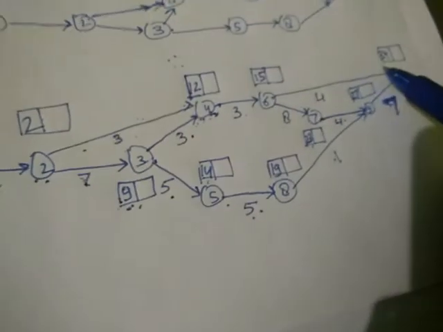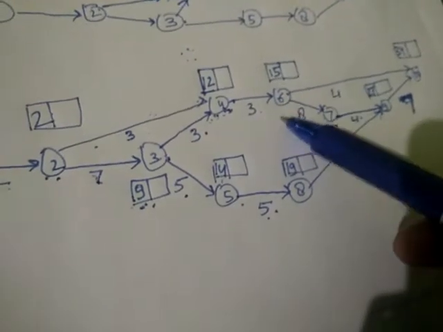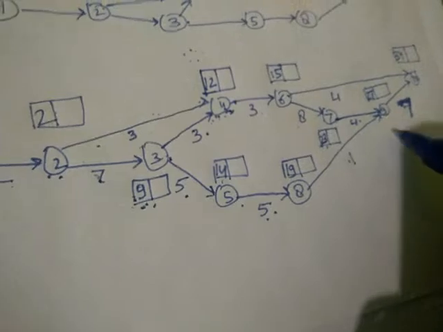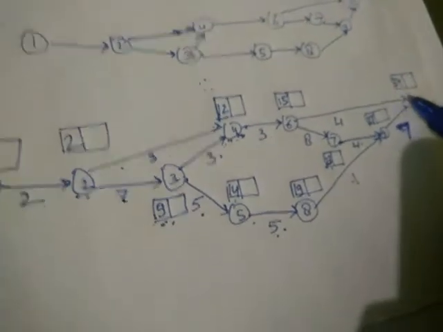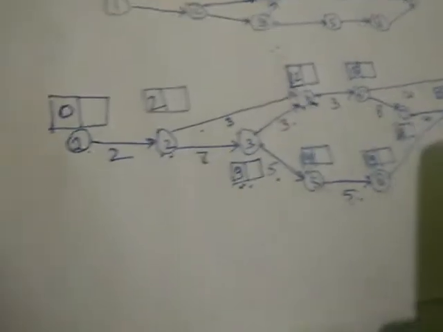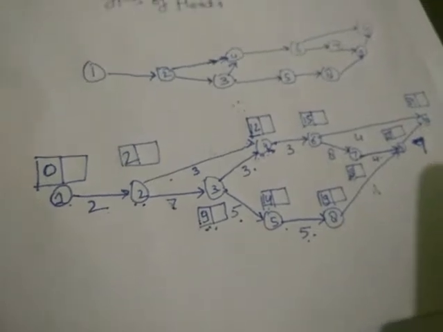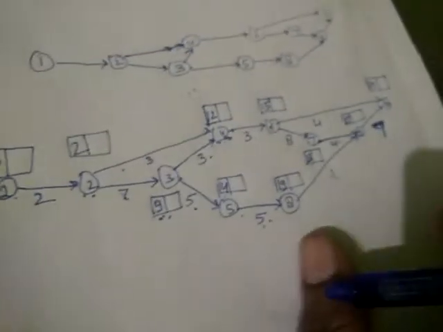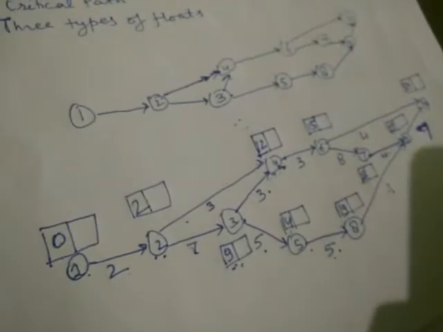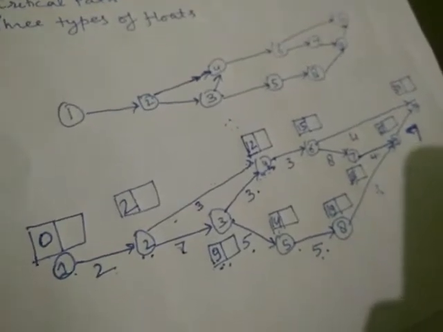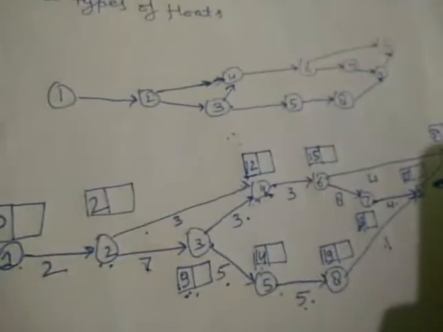Again from 9 to 10 we can reach, and from 6 to 10 we can reach. So if we take 6 to 10, say 15 plus 4, 19, and here 27 plus 7, 34. So we will write 34 here. So this is the way we calculated all the earliest times, and this method is known as forward pass method. Why? Because we are going ahead, and accordingly we are calculating time. So this is the reason this method is known as forward pass method.